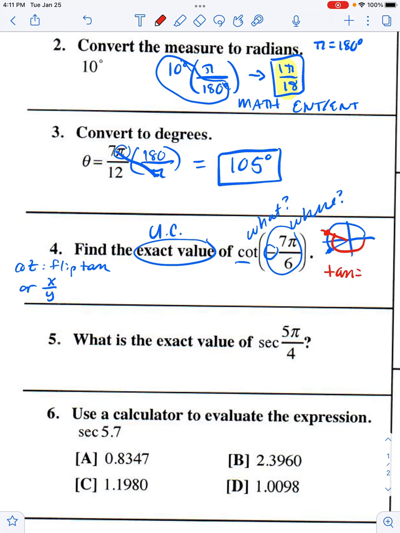If you have the unit circle that I gave you, you're going to see that the tangent value in that spot, first of all, it's negative because tangent goes positive, negative, positive, negative. So it's negative root 3 over 3. That's the tangent value. So the cotangent value is going to be that flipped over, negative 3 over root 3.